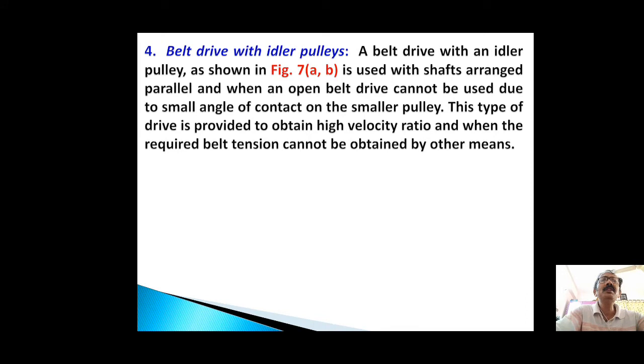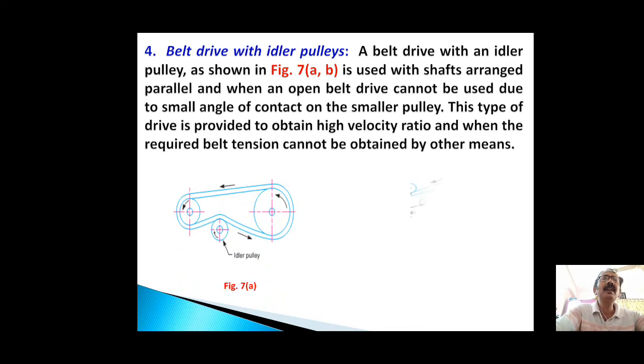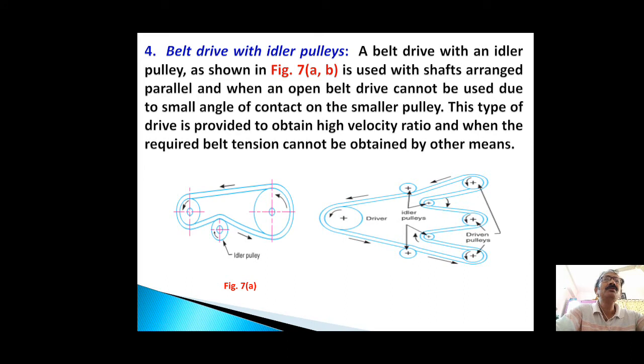Now, belt drive with idler pulleys. Generally idler pulleys are used for providing proper tension in the belt. The belt drive with idler pulleys, as shown in figures 7a and 7b, is used with shafts arranged parallel, and when an open belt drive cannot be used due to the smaller angle of contact of the smaller pulley. This type of drive is provided to obtain a high velocity ratio, and when the required belt tension cannot be obtained by other means.